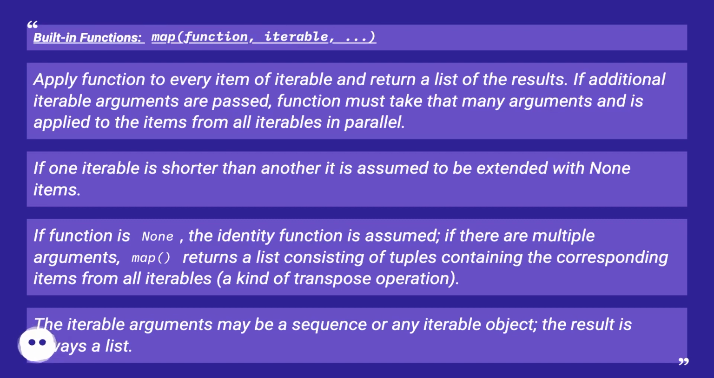If there are multiple arguments, map returns a list consisting of tuples containing the corresponding items from all iterables, a kind of transpose operation. The iterable arguments may be a sequence or any iterable object. The result is always a list.